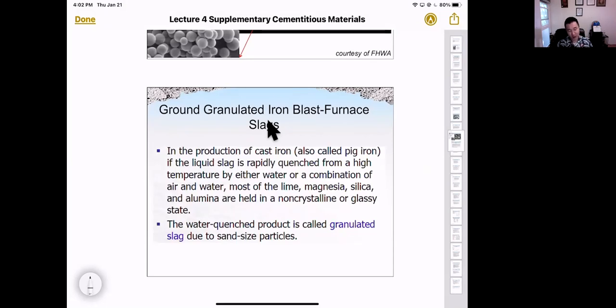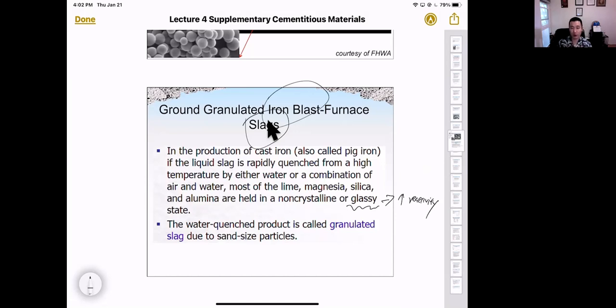Next, the next one is called ground granulated iron blast furnace slag. So slag is coming from the steel production process. Okay, the liquid slag is rapidly quenched from high temperature to low temperature. Again, it will become glassy or reactive. Okay, remember, the more glassy phase, the more reactive the material will be. It increases the reactivity. All right.